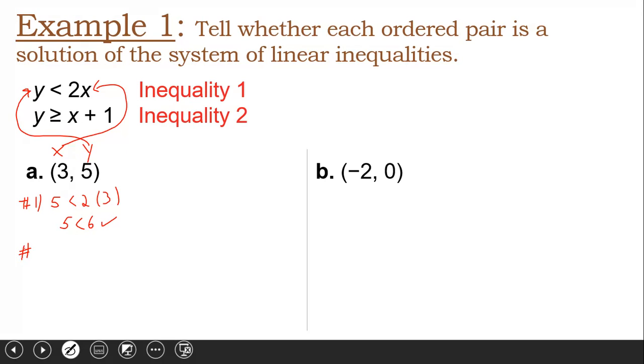Let's try it in the second inequality. Plug in your 5 for y and your 3 for x, and you're going to get 5 is greater than or equal to 3 plus 1. 5 is greater than or equal to 4, and obviously that is a true statement as well. So that point worked for both of my inequalities. So I know that 3 comma 5 is a solution to the system of inequalities.